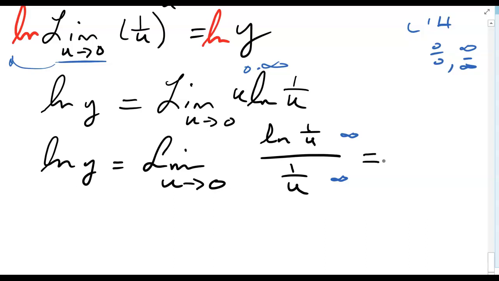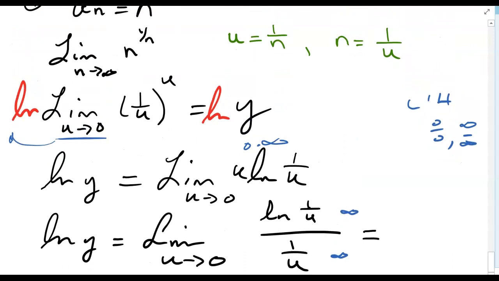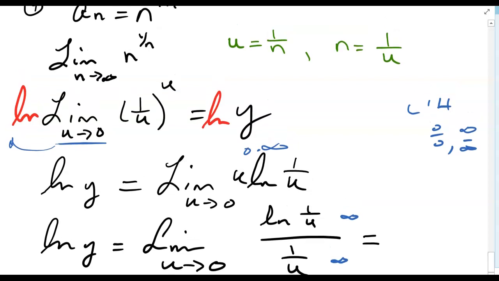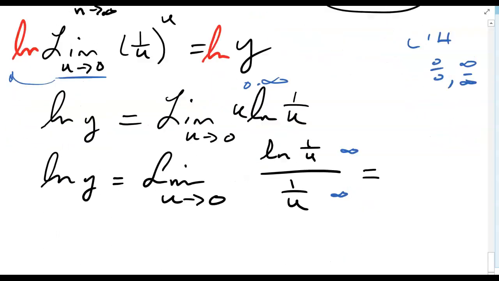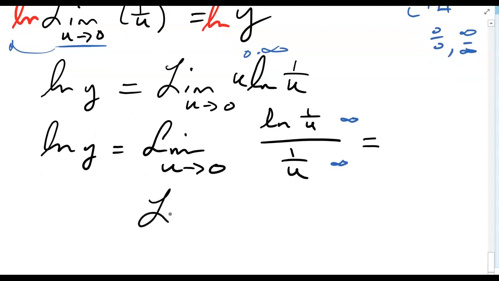But before I use L'Hopital, because it's going to be so much better to use L'Hopital, how can I make this problem even easier? Instead of these 1 over u's, I can at this point put my n's back. So what I really have is the limit, and all I did was remember the fact that 1 over u equals n.